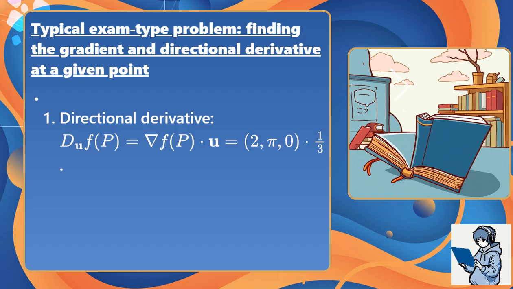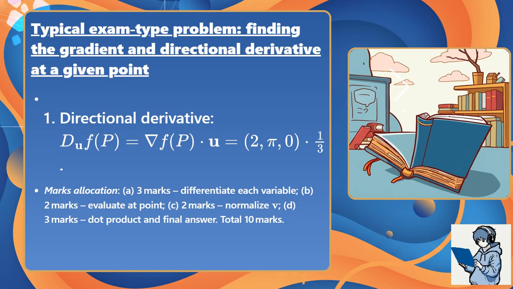Step 4: directional derivative. D sub u f at P equals nabla f at P dot u, which is the dot product of the vector (2, pi, 0) with 1/3 times the vector (2, minus 1, 2). This equals 1/3 times the quantity 4 minus pi. Marks allocation: part A 3 marks, differentiate each variable, part B 2 marks, evaluate at the point, part C 2 marks, normalize v, part D 3 marks, dot product and final answer.